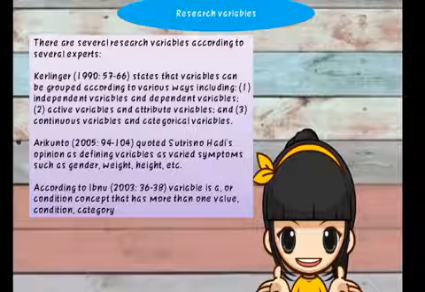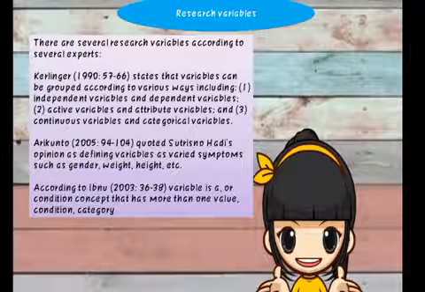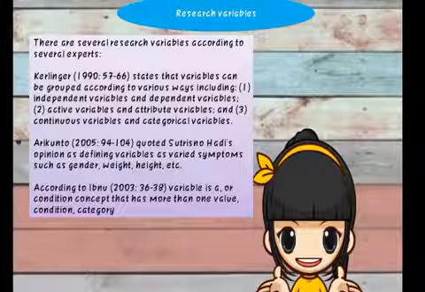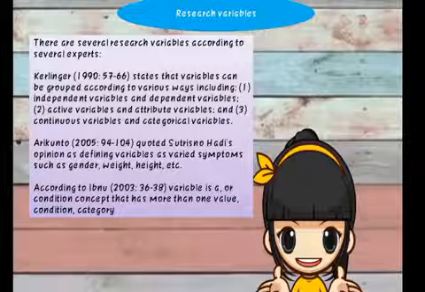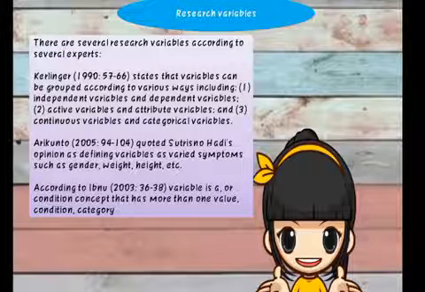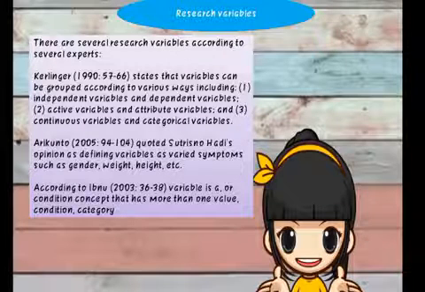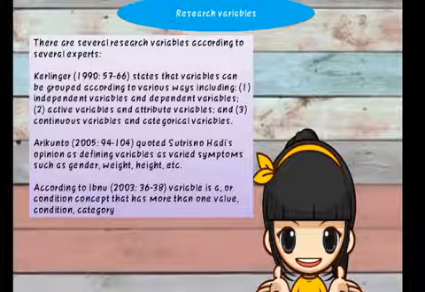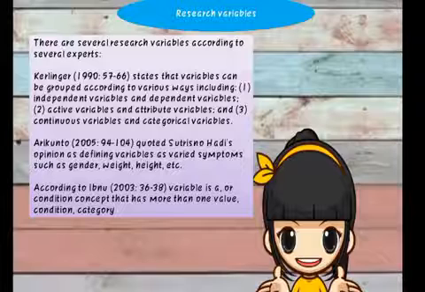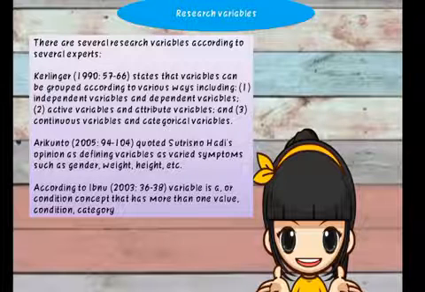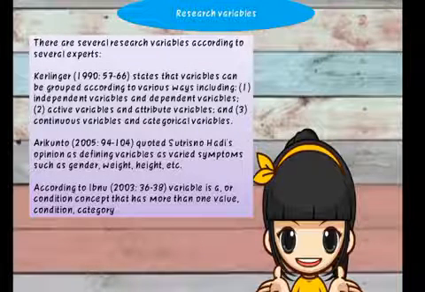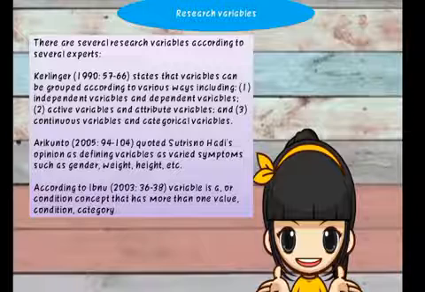Number 1, Kerlinger 1990, 576, stated the variables can be grouped according to various ways, including number 1, independent variables and dependent variables, 2, active variables and attribute variables, and 3, continuous variables and categorical variables.